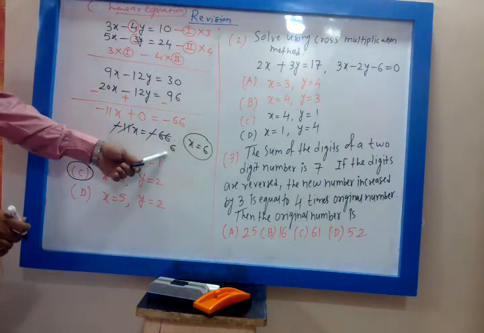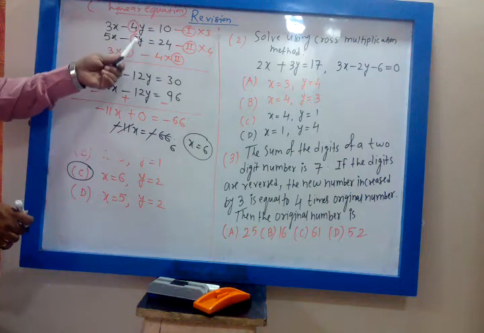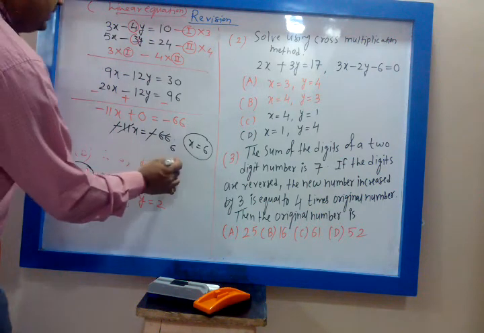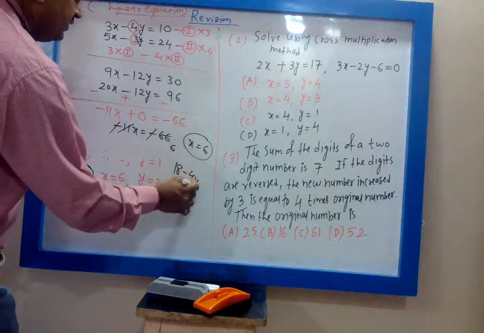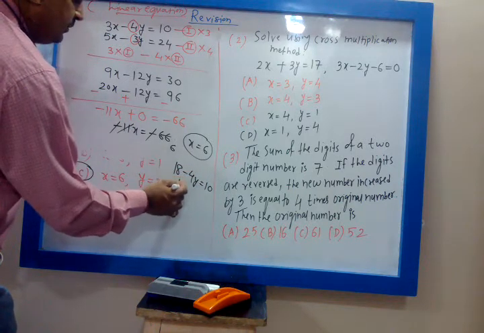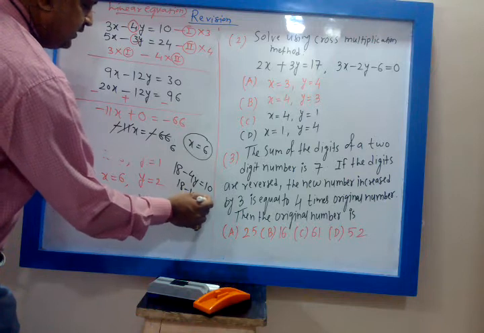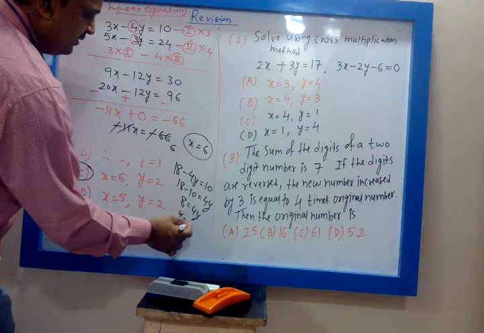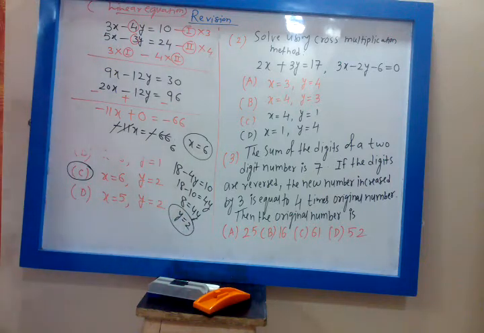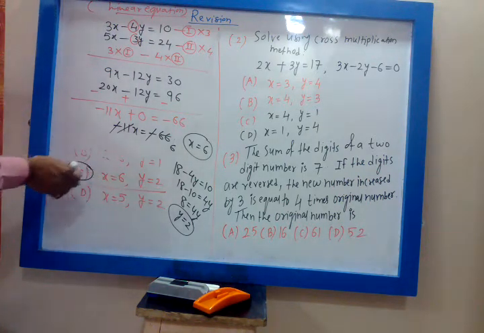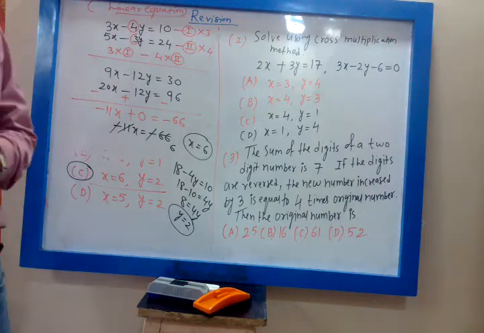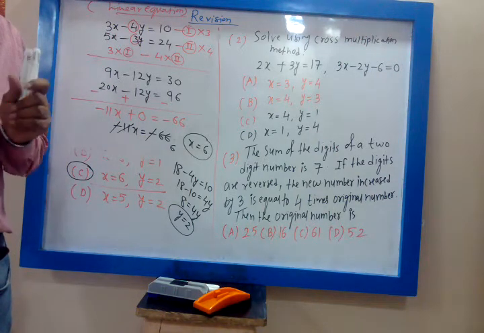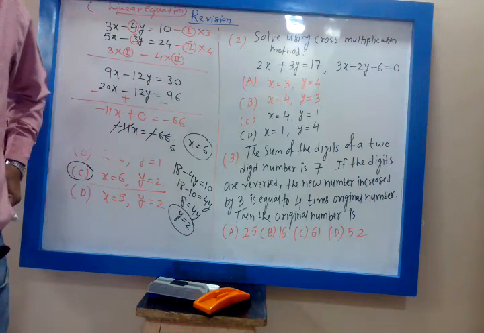Now put the value of x equal to 6 in any one of equation 1 or 2. So 3 into 6, 18, minus 4y is equal to 10. 18 minus 10 is equal to 4y. You will get 8 is equal to 4y. So y is equal to 8 by 4, that is 2. So the correct answer is x is equal to 6 and y is equal to 2, which is option C. Yes, clear everybody? Those who have not given the answer.